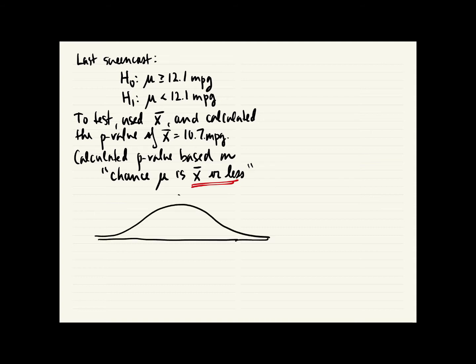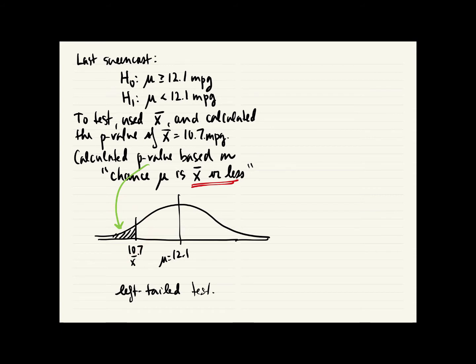So imagine, here's the distribution. Here was the mu, and our X bar was down here, 10.7. And we calculated our p-value was this number right here, the area of that shaded region. And I forget what we calculated it to be, something like 0.288%. This is an example of what's called a left-tailed test, because we're working in the left tail of our distribution.